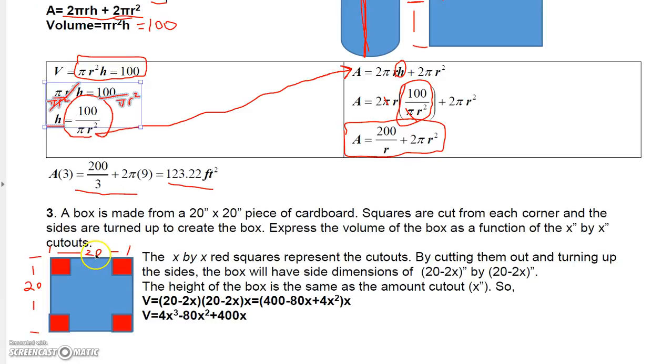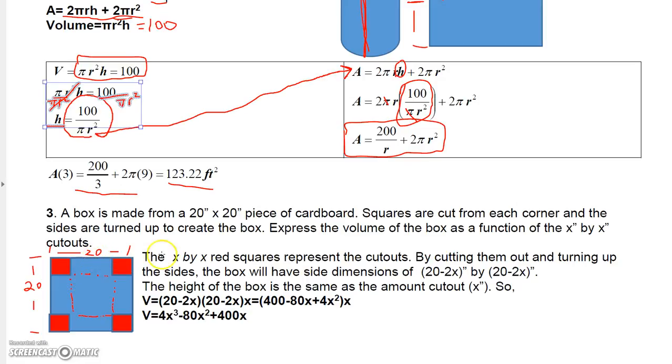Okay, so I have 20 by 20, and what we want to do is cut these little red squares out. That allows me to turn this blue portion up right here, and this blue portion up, and over here, and the same thing over here, and basically I can make a box. Now it won't have a top, but I can make a box like that.